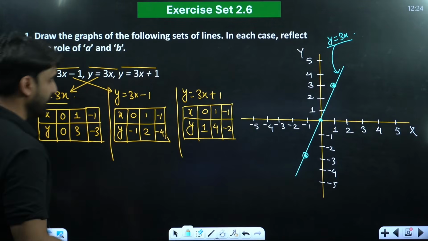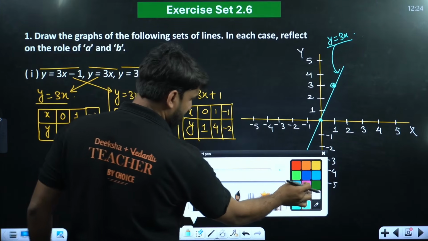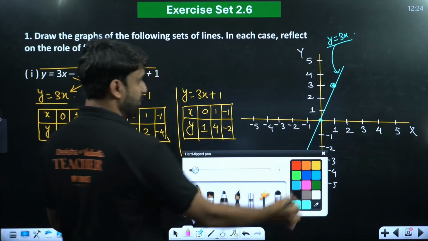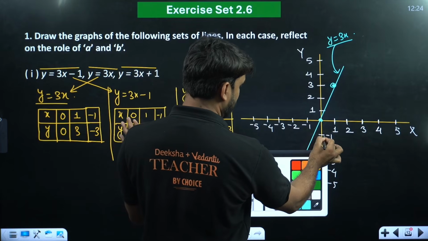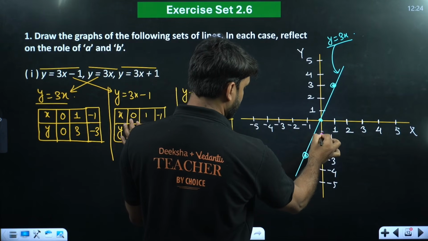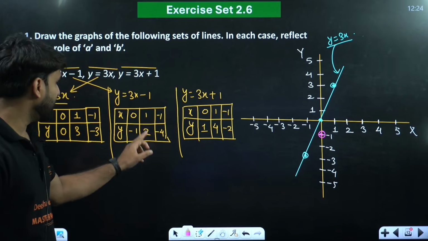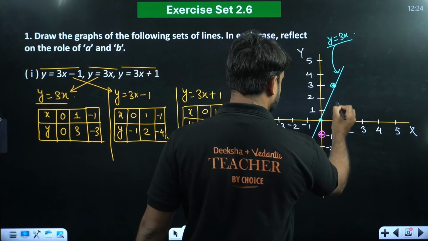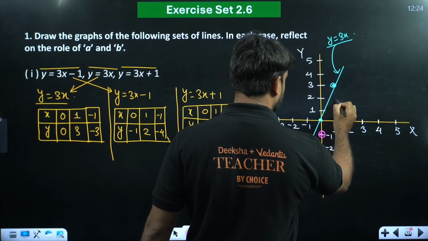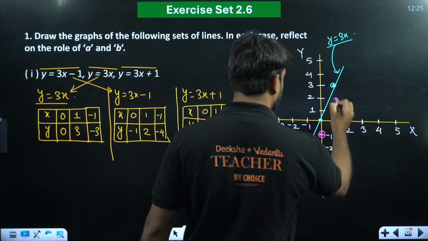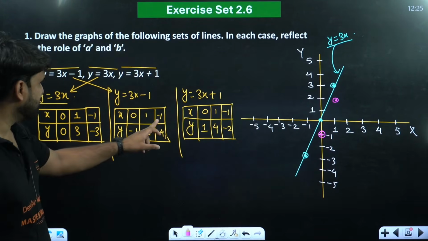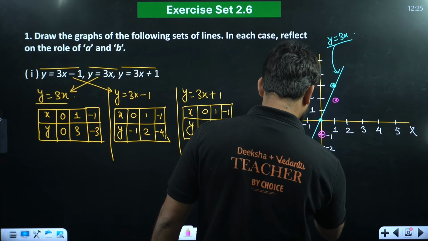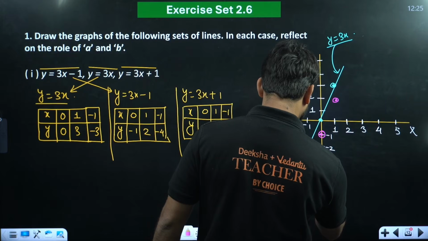Now moving to the second. Let me use another color. I'm using pink color for this. When x is 0, y is -1. So this will be the point. Perfect. When x is 1, y is 2. This will be the point. Okay. Now, when x is -1, y is -4. So this will be the point.